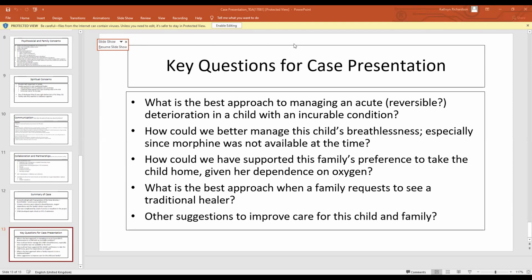So the last question we have here is any other suggestions to improve the care for this child and family? I'll open this up to anyone in the faculty who wants to add any additional comments here about any other way to improve the care for this child and their family.